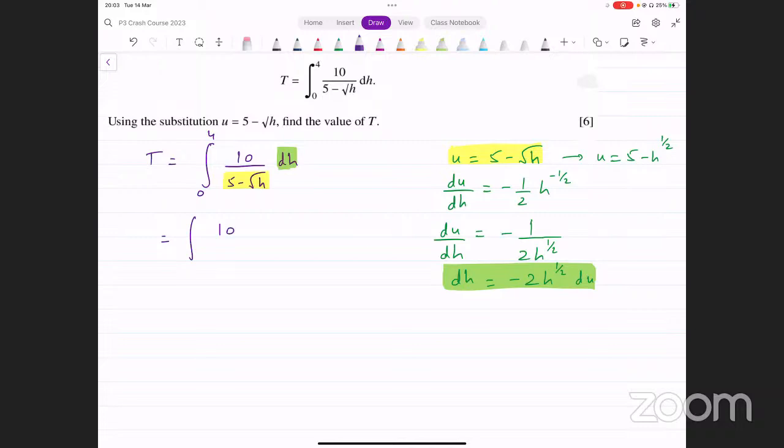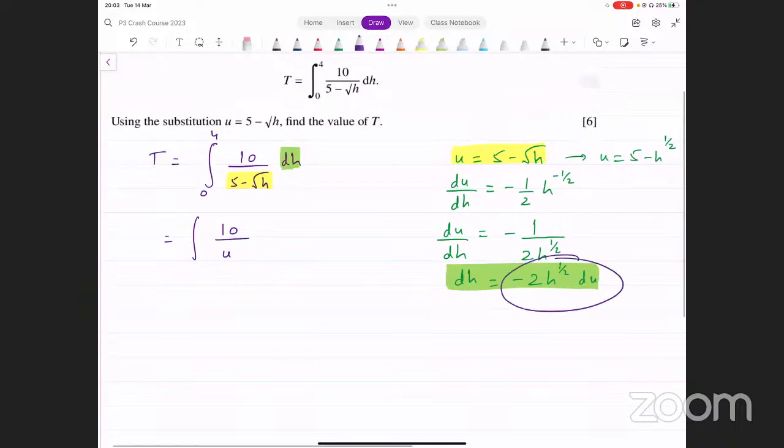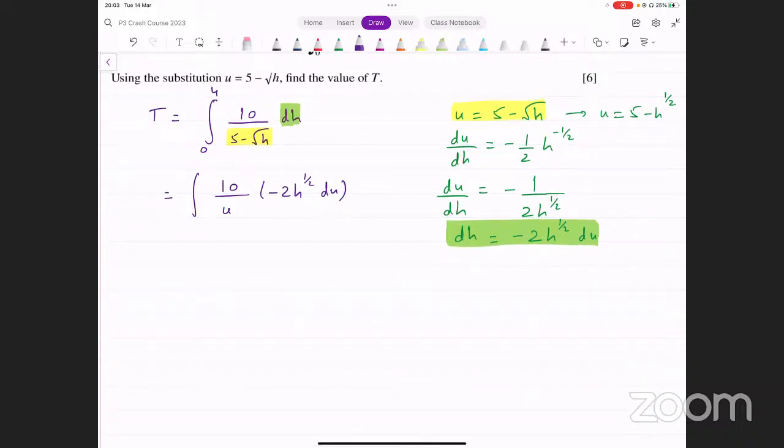We have 10 in the numerator. In the denominator, 5 minus square root of h is replaced with this u. So we have 10 over u here. Okay, that's the first part. Then, what can we replace dh with? Instead of dh, we can write this whole thing, which is minus 2h raised to power 1 over 2 du. All right. Now the problem is we still have an h here. What do we do with this? That's what we need to figure out now.